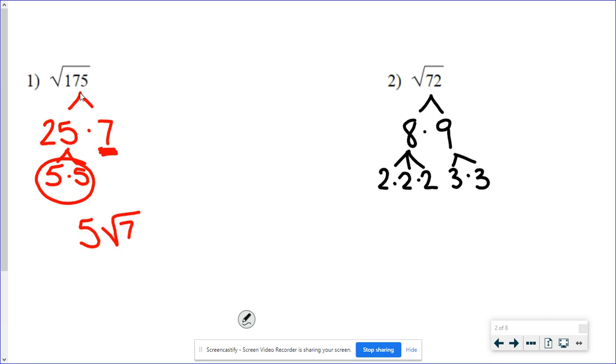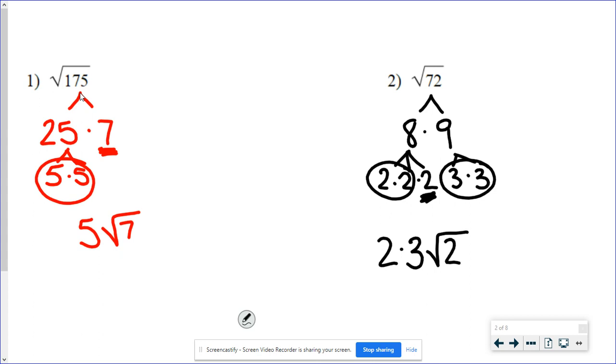So I have a pair of 2s, that breaks out, becomes a regular 2. I have a pair of 3s, that breaks out, becomes a regular 3. This is left over. Didn't have a partner to break out, so he's stuck inside. So I would multiply those outside numbers and get 6 rad 2.